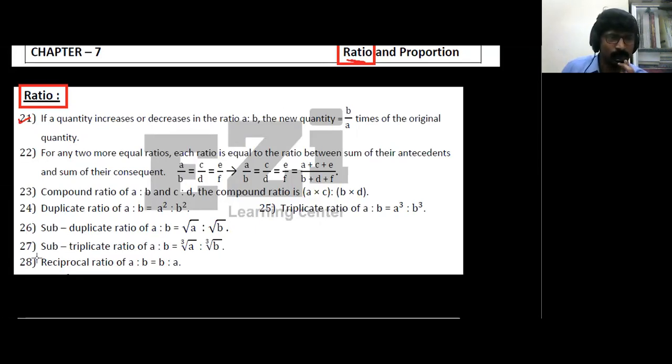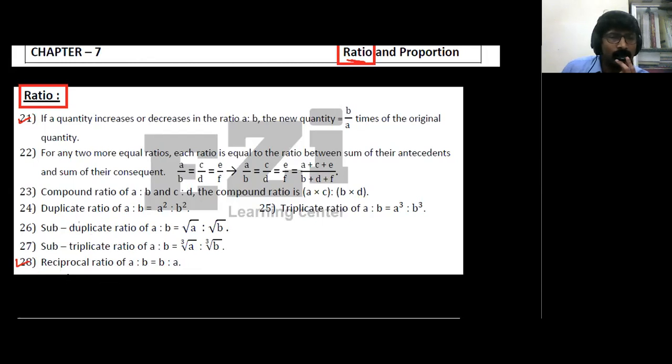So what exactly is reciprocal ratio? Suppose A is to B is a given ratio, then the reciprocal ratio becomes B is to A. I hope you got that. So please write this down quickly. What is reciprocal ratio? A is to B can be written as B is to A.